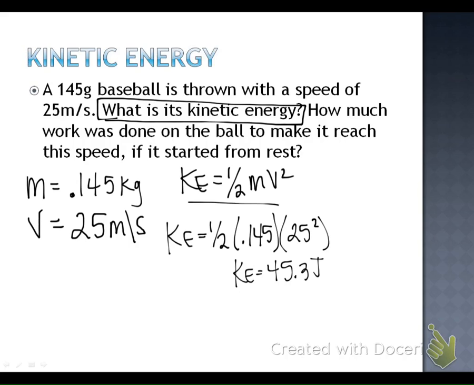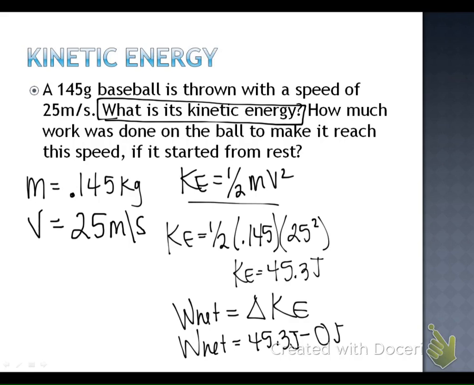Now it asks how much work was done on the ball to make it reach the speed if it started from rest. If it started from rest, that means its initial kinetic energy was 0. If it had no velocity at the beginning, it had no kinetic energy. So when we're solving for work, we look at net work equals delta KE. Net work equals 45.3 joules minus 0 joules, since this was our final kinetic energy and our initial was 0. So our net work is 45.3, also in joules.